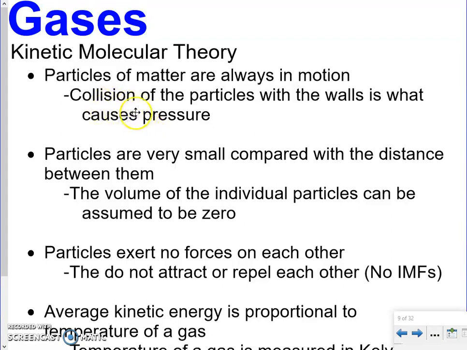flow. Especially with gases, what that tells us is that there are collisions of the particles with the walls as well as with each other, which is what's causing our pressure, or our measurement of pressure. Okay? With gases in particular is where this comes from, but the particles are very small compared to the distance between them. Why is this assumption important?